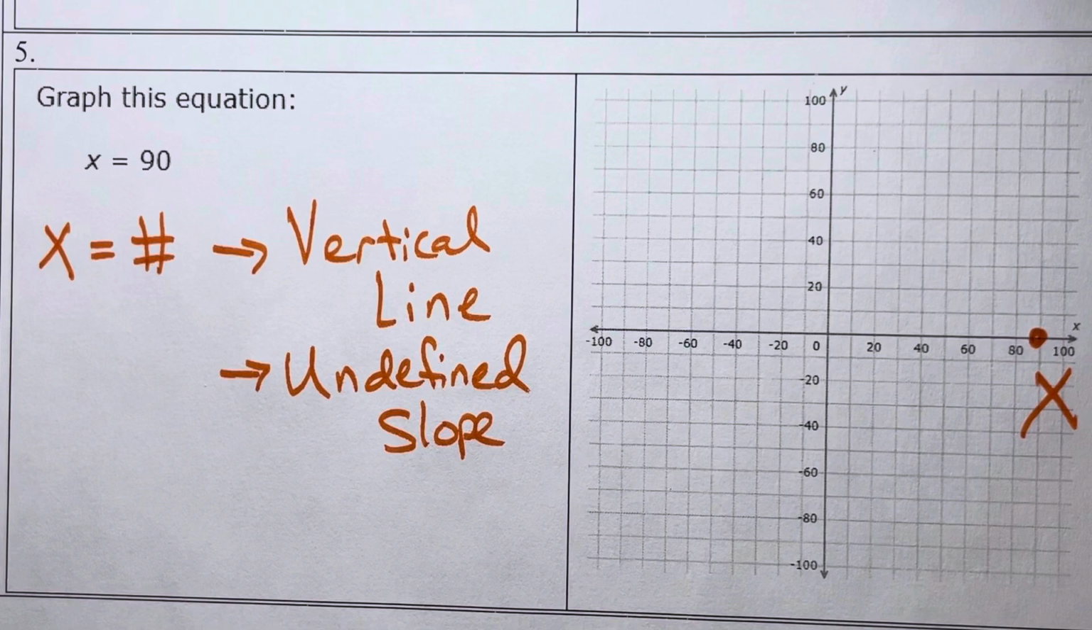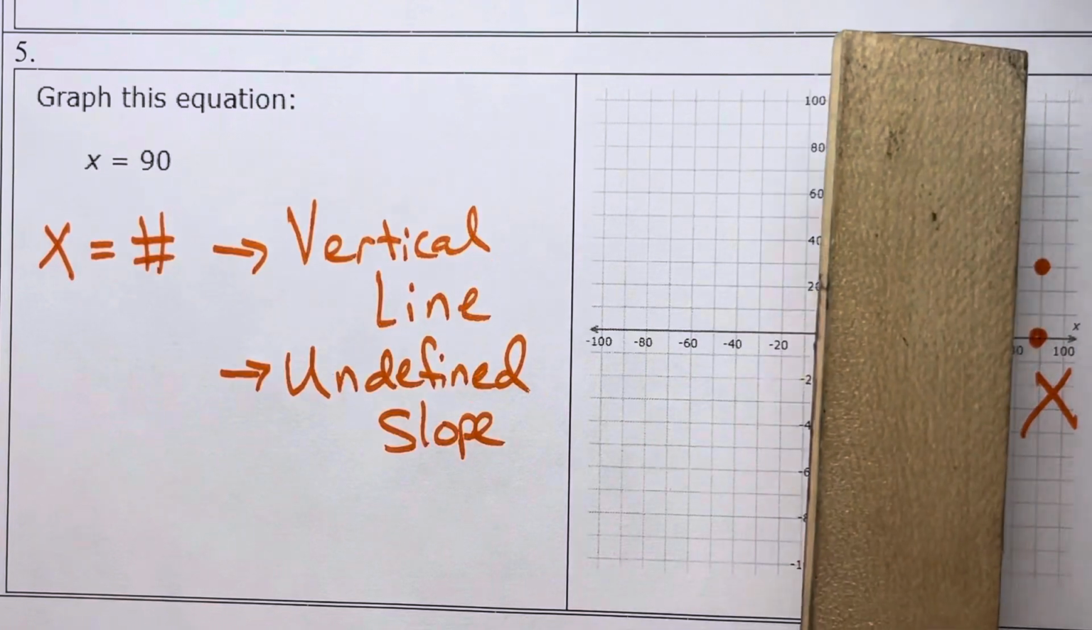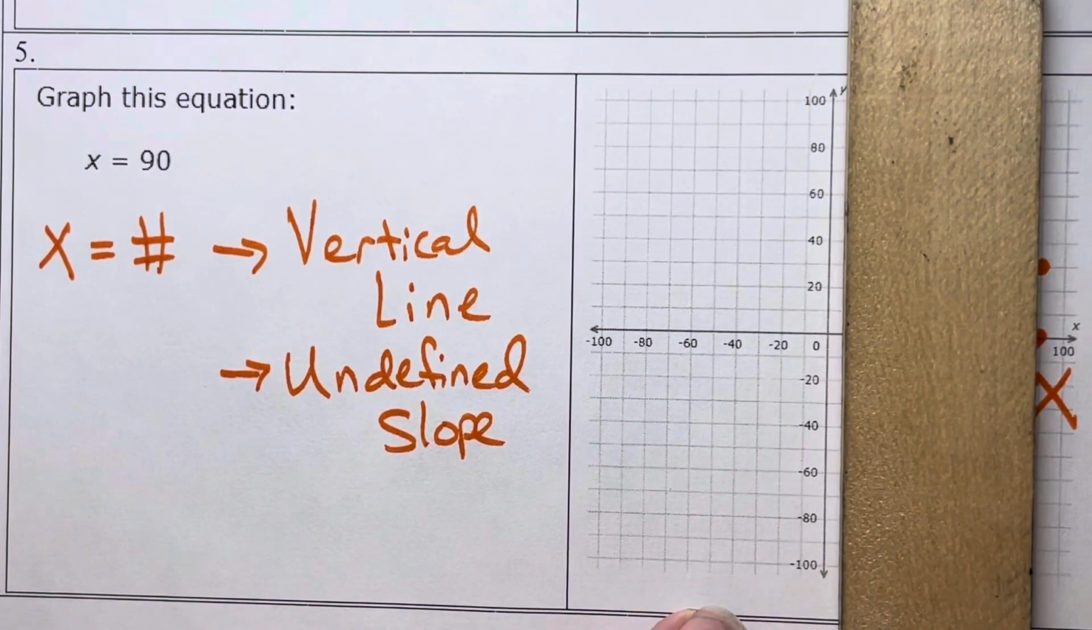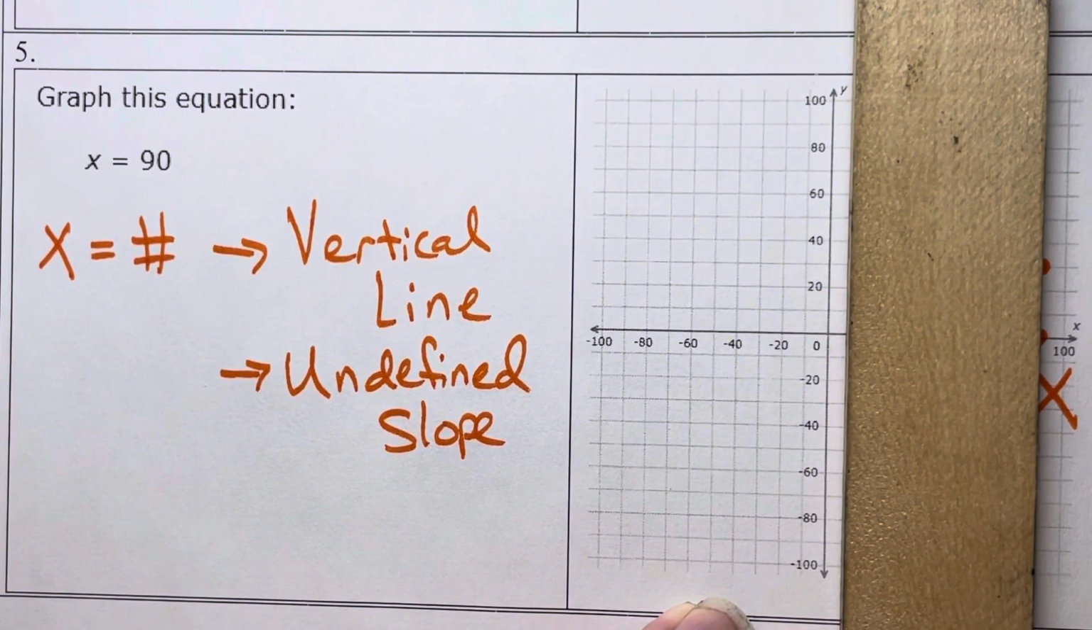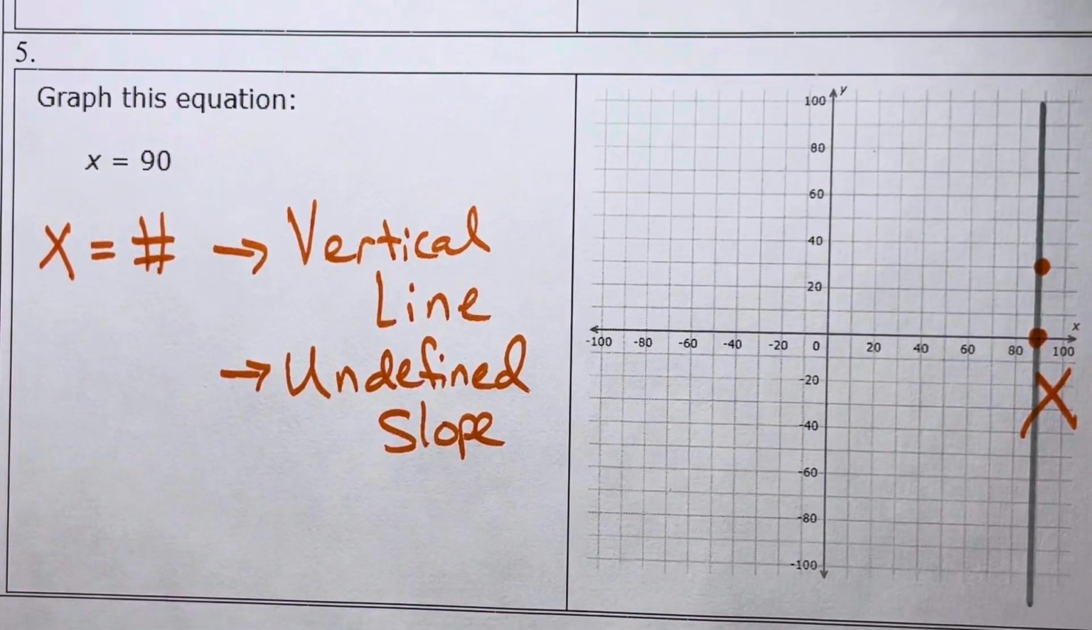And then we grab a second point somewhere above it or somewhere below it. And I'm choosing that one right there. It does not matter which one you choose as long as it's in a vertical line, either directly above or directly below the value that we were looking for of 90. And then use your handy dandy straight edge to connect your points. And there you go.